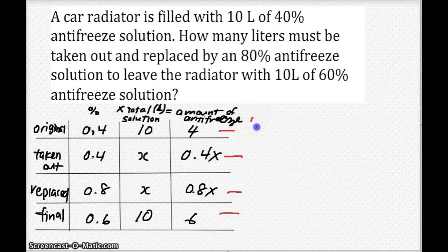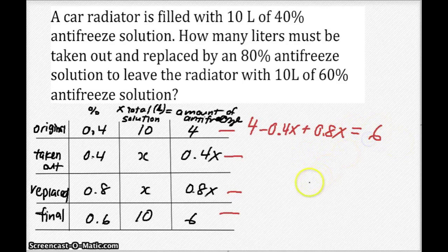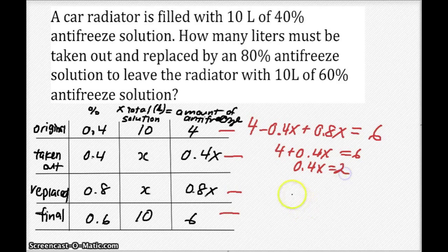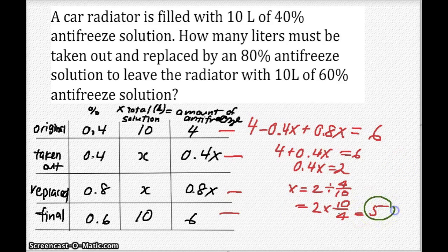You start off with 4 liters of antifreeze, then you take out this unknown amount, but then you add and replace it with 0.8x, and in the end you want a 6-liter antifreeze solution. Then we solve this problem. So 4 plus 0.4x equals 6, 0.4x equals 2, and x equals 2 divided by 0.4, which is 2 times 10 over 4, which is 5. So the solution is 5 liters.